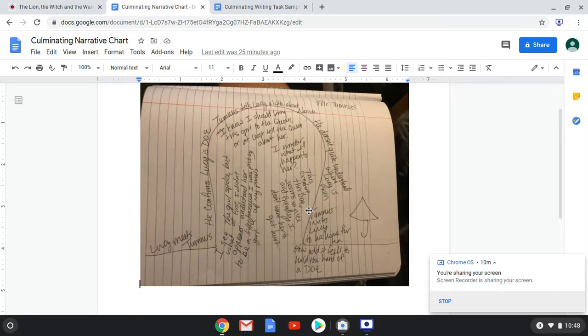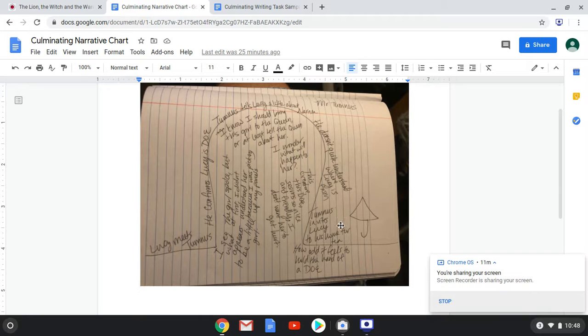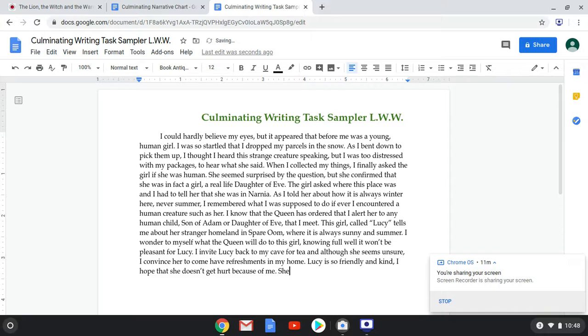Okay, so I'm looking at the chart. Let's see. She's really nice. Okay. Lucy is so friendly and kind. I hope that she doesn't get hurt because of me. And let's see. I tell her to take my arm as I cover us with the umbrella, and off we go. Off we go together. All right.